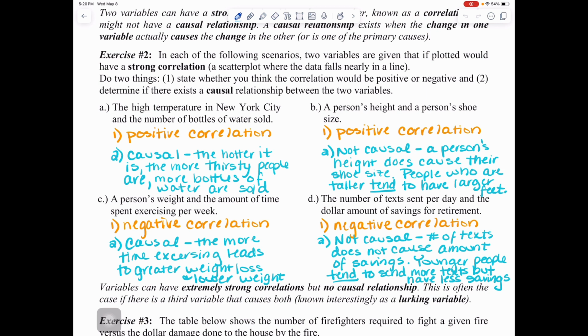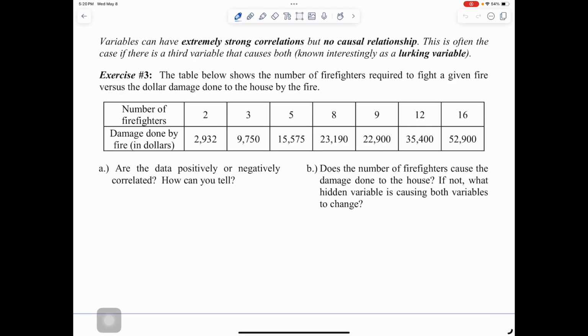So then we're going to finish with our very last exercise. It says variables can have extremely strong correlations, but no causal relationship. This is often the case if there is a third variable that causes both, known interestingly as a lurking variable. So in exercise number 3, the table shows the number of firefighters required to fight a given fire versus the dollar damage done to the house by the fire. So you can see that in the XY table. Firefighters here would be X, damage done in dollars would be Y.